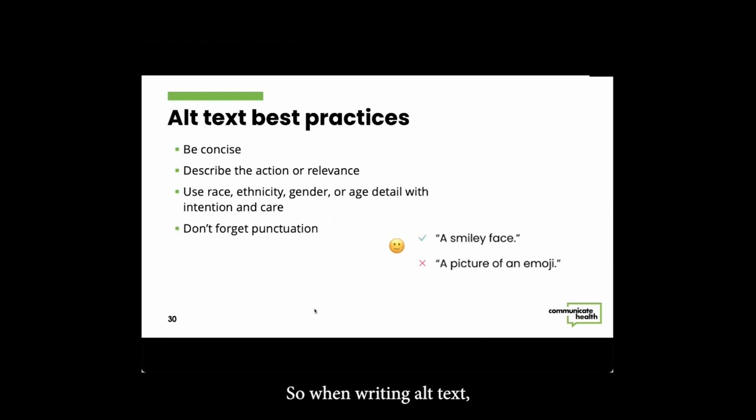So when writing alt text, there are a few best practices to keep in mind. Be concise and avoid redundant information. Describe the action or relevance of the image. Use demographic information like race, ethnicity, gender, and age carefully and intentionally. And finally, use punctuation. Screen readers are programmed to take punctuation into account, and punctuation also makes your alt text easier to read, regardless of why someone may encounter it.